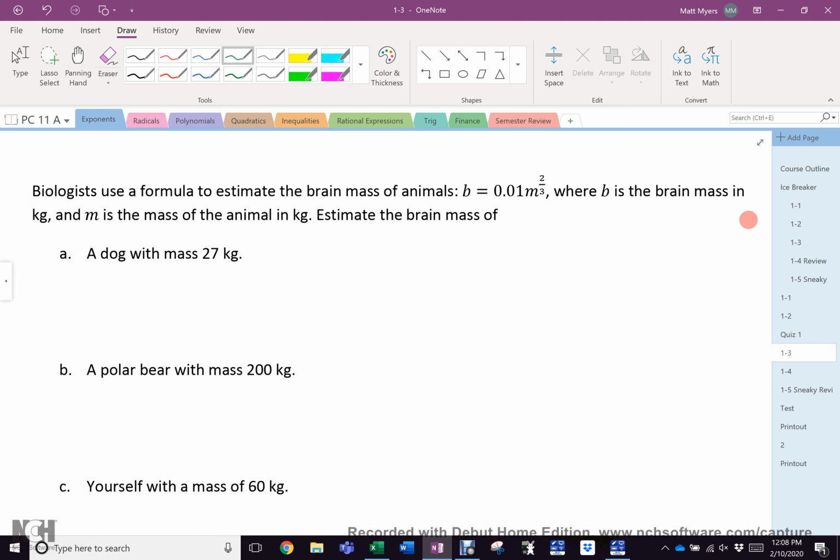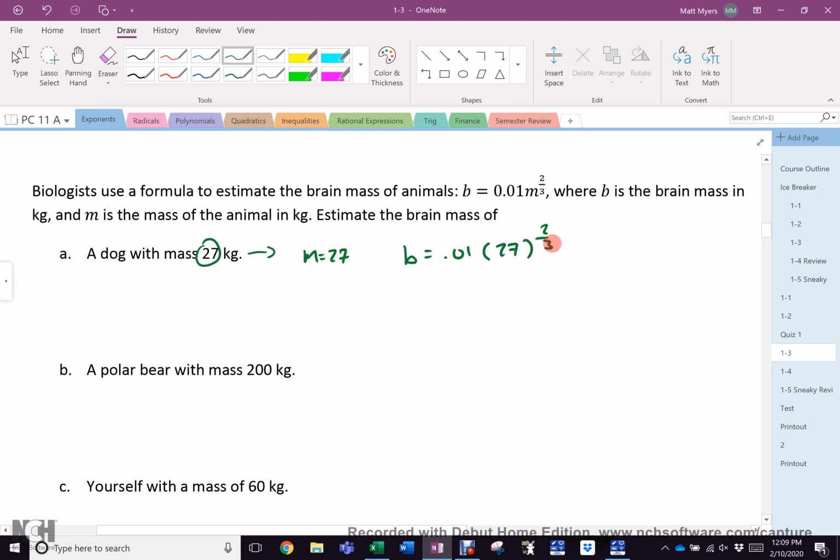It's all calculator work, right? Or is it? Let's check this first one. You can read the sentence. I don't need to read it to you. A dog with a mass of 27. Where does that number go in the equation? M. M equals 27. Then all we do is fill it in. So the brain equals 0.01 times 27 to the 2/3.